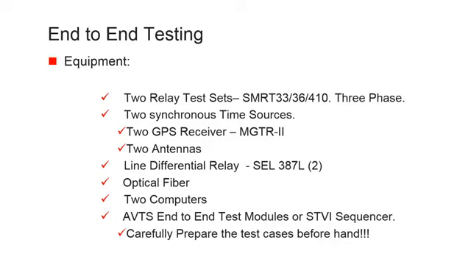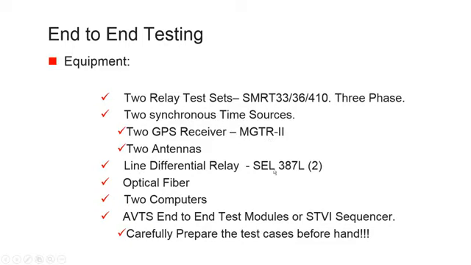Now, this is just a list of the equipment required to do end-to-end testing. Of course, this is according to Megger, right? Two relay test sets. We, of course, are going to say Smart 36, Smart 36, Smart 410, whichever test set. However, as you know, this could be any relay test set. Two synchronous time sources. We, Megger, provide the MGTR. We'll talk about it later.